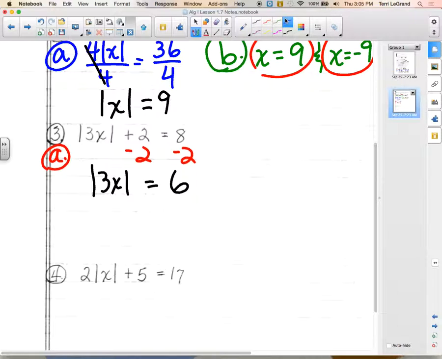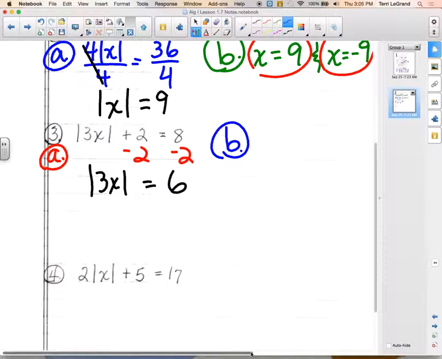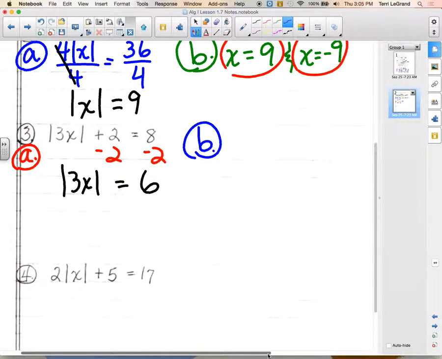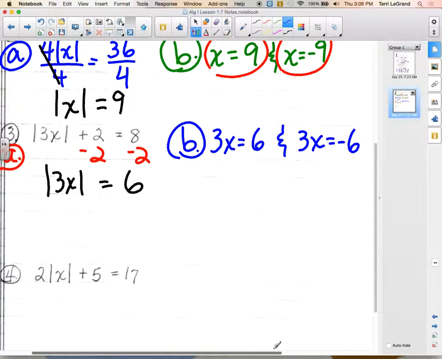Yep, so we're moving on to B, aren't we? Okay, so in step B, we do what? What will it be, London? Take out those absolute value bars and set up what's your cases? 3x equals 6 and 3x equals -6. Again, we set free what was inside the absolute value bars. That stays the same in both of our cases, but on the other side, we have to put the 2 numbers that have the distance of 6.